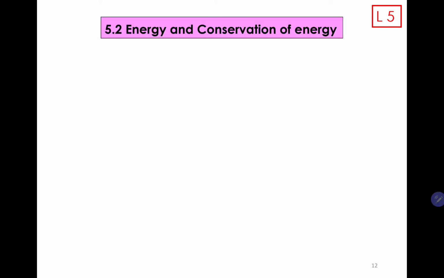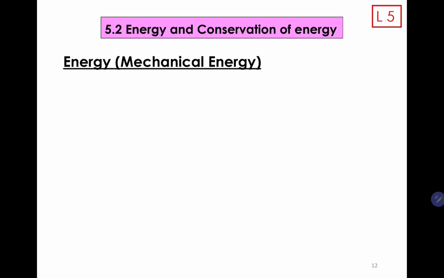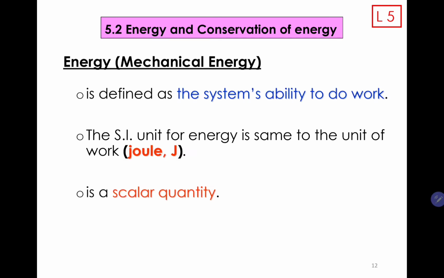Alright, so let's start with the first part, which is under energy. We need to know what energy is. Energy is defined as the system's ability to do work. The SI unit for energy is the same as the unit of work, which is the joule, with the symbol capital J. Energy is a scalar quantity. So remember, we are discussing magnitude only. There is no direction.